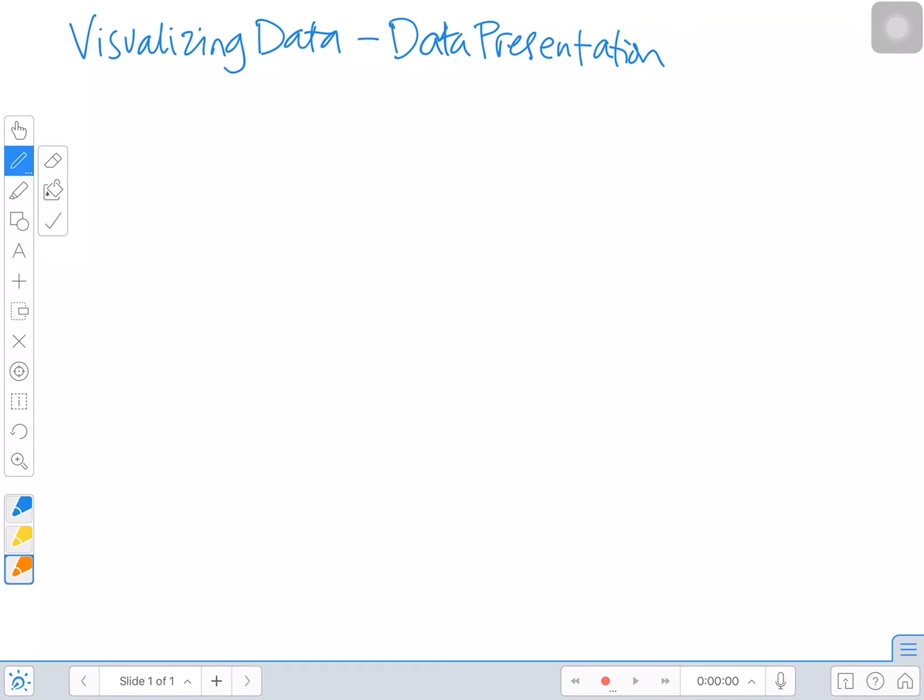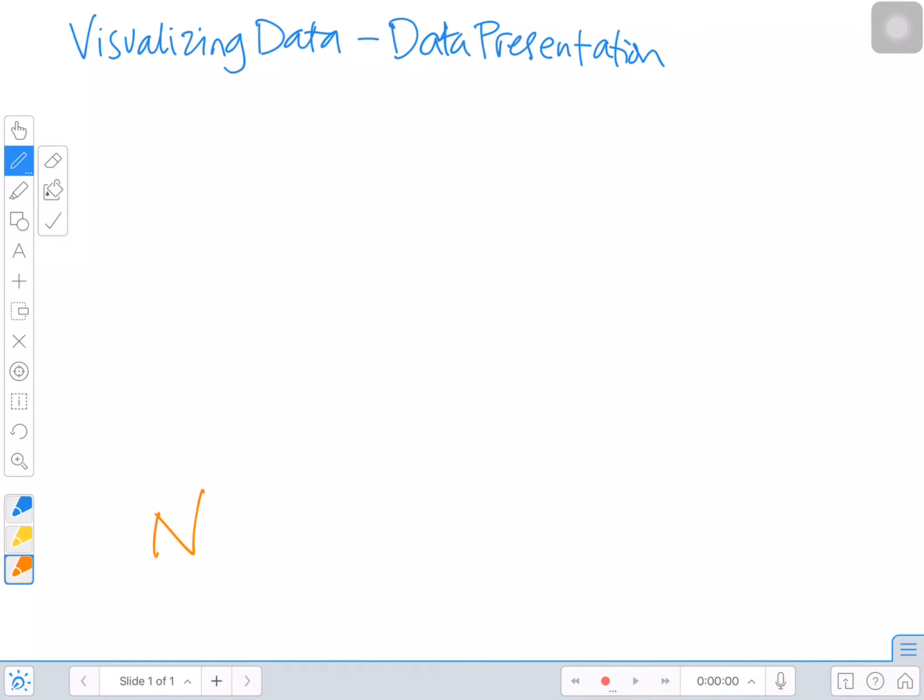Welcome to our discussion on visualizing data, and specifically we're going to be talking about data presentation. And so what this involves is knowing what kind of graph you would make for each kind of variable. So quickly, let's review the different levels of measurement.